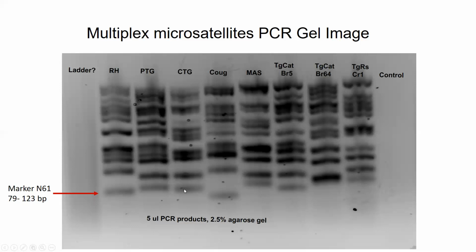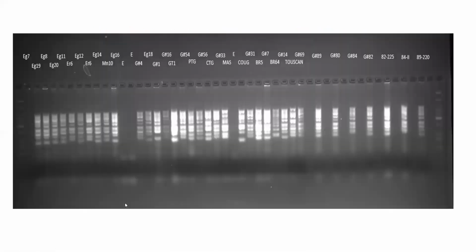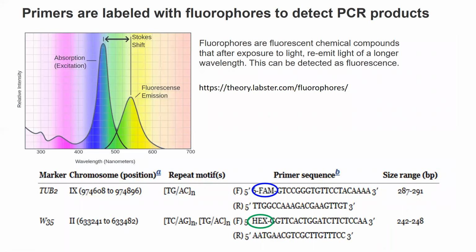Even though you can see the difference there, it's very hard to call the differences between two, because sometimes you just do not have enough resolution to tell the differences. This is marker N61. So then how do you collect the information and see the differences? This is another gel picture showing a lot of samples. You run the multiplex microsatellite markers, and you see a lot of products there, but it's hard to collect any information from it. So that is why those primers are labeled with fluorophore.